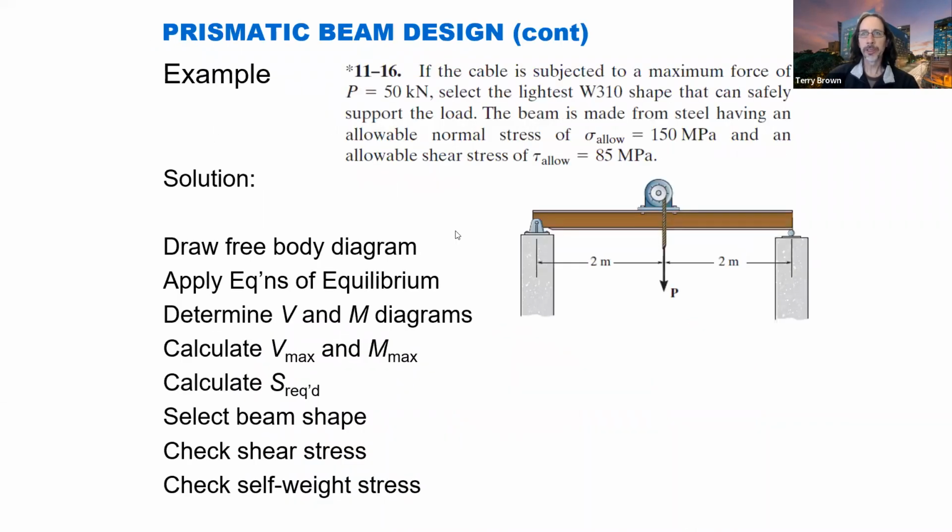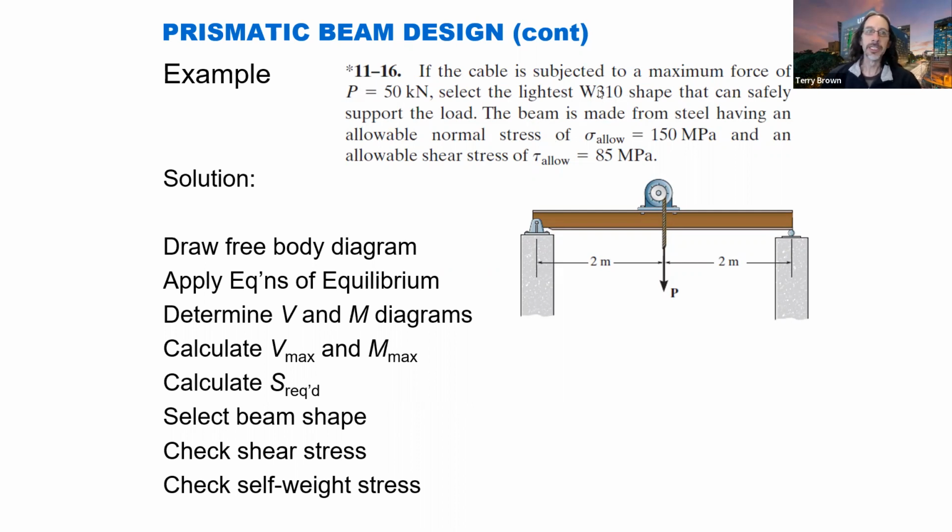All right, so let's have a quick look at a pretty simple example, go through the process and see how it all comes together. So we've got a fairly simple case here, just a beam with a motor and a winch sitting on top, supporting a load. And we're asked to determine the lightest wide flange W310 shape that can safely support the load.